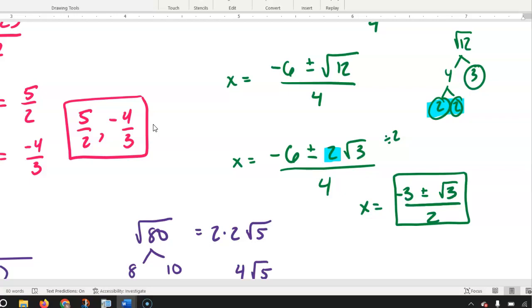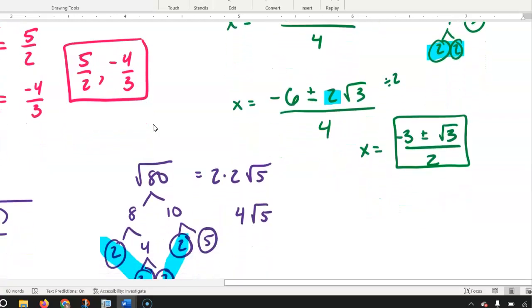So I'd have negative 6 plus or minus 2 square root of 3 over 4. All the pieces outside the radical can be divided by 2. So we go ahead and simplify this. Negative 6 divided by 2 is negative 3. 2 divided by 2 is 1, so we'd have negative 3 plus or minus 1 square root of 3, or just leave it as square root of 3. And then don't forget to divide our denominator by 2 as well. So we get 4 divided by 2 is 2.